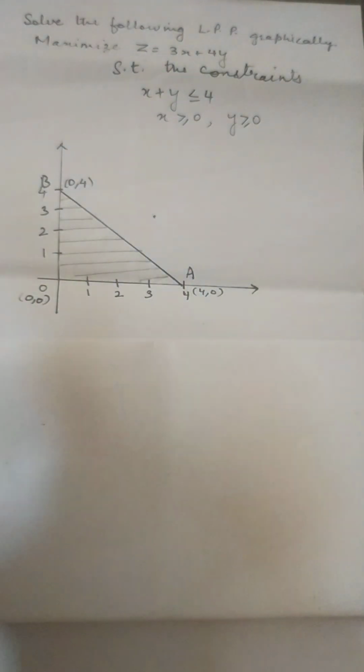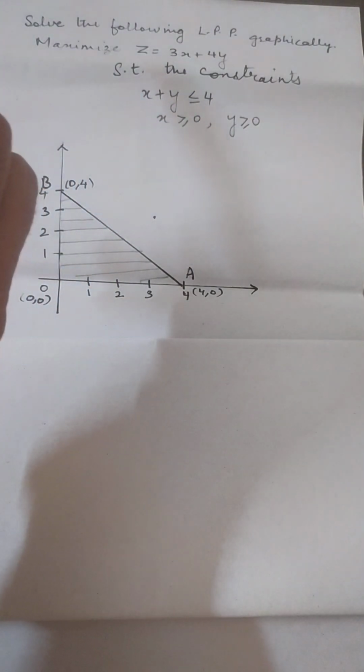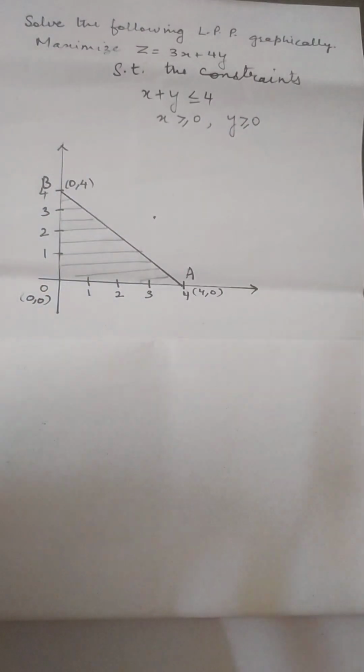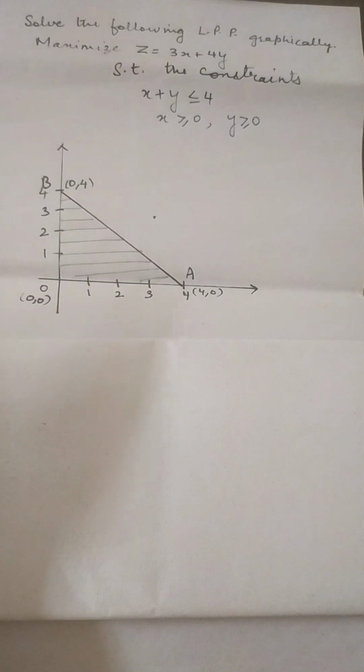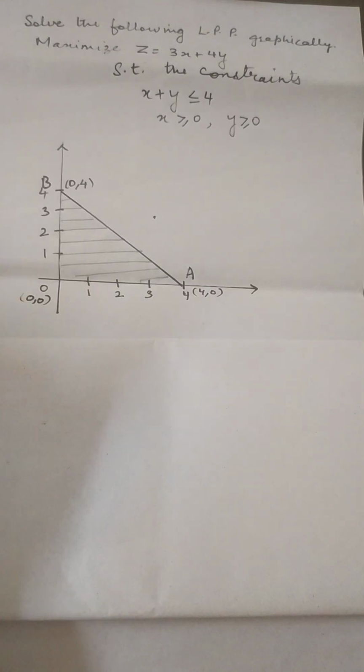Now here the objective function is z. Z is equal to 3x plus 4y and we have to maximize it. Actually, you can maximize, you can minimize as per the need of the question. So here we are given to maximize z function and that function is defined as 3x plus 4y, and x and y variables are here called the decision variables. These are called decision variables because on the values of x and y we can find the value of z.